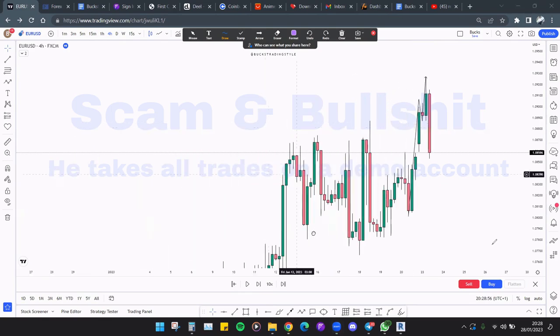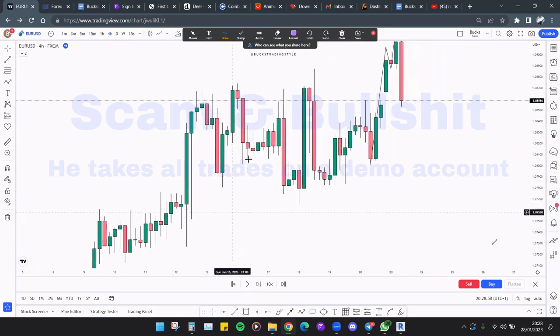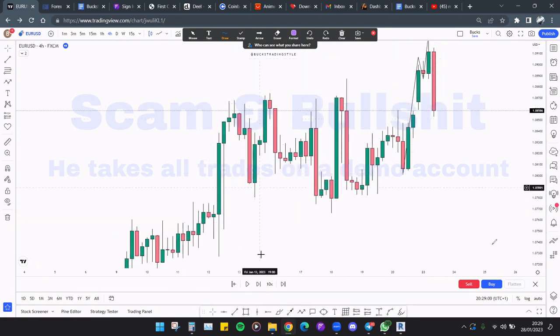Let's look at other examples of external structure. Good. Now look at this right here. Let me see if this is a valid one. We have from this low to this high, right? Price started retracing. As price started retracing, our new range will be from this high to this low.